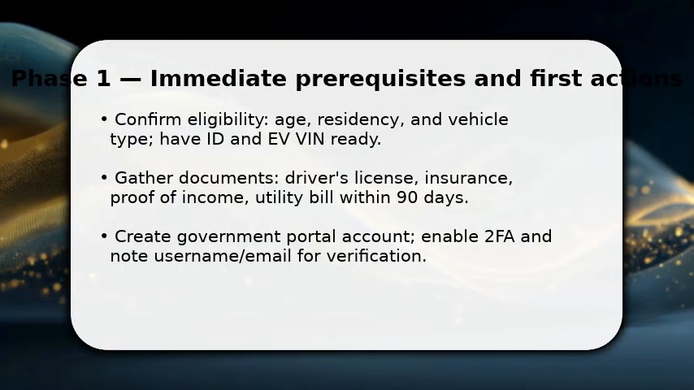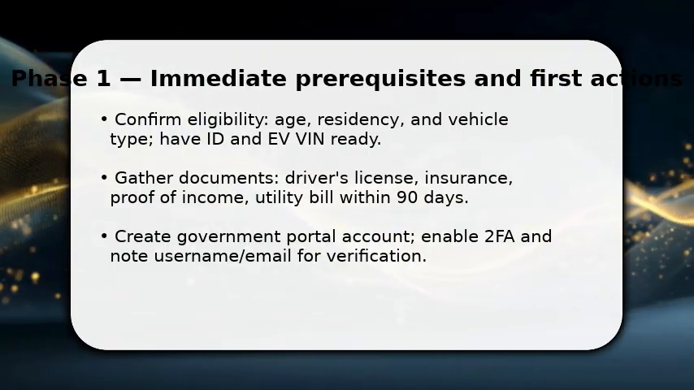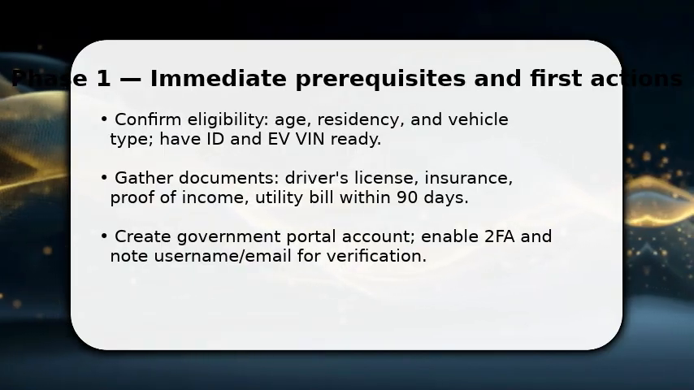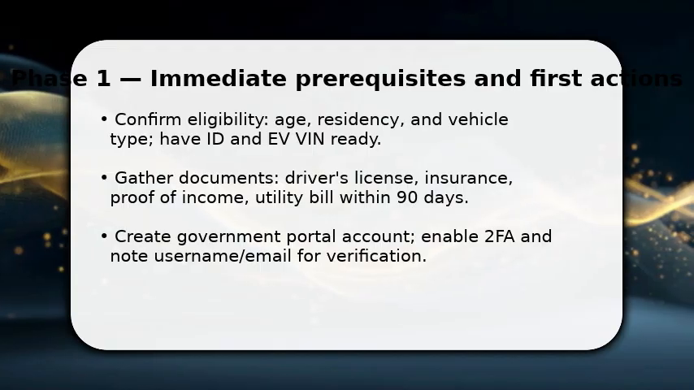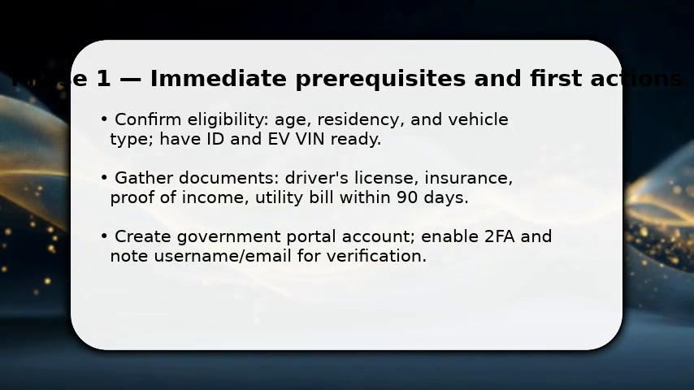You begin by confirming eligibility. This saves time later. Check age, residency, and that the vehicle is an approved EV with a valid VIN. Next, gather ID, a current utility bill, proof of income, and insurance. Scan or photograph each clearly.